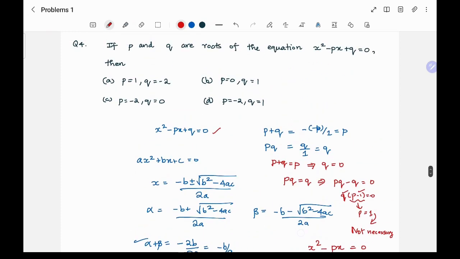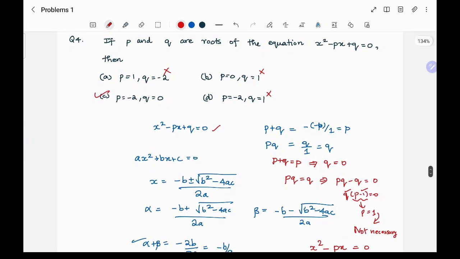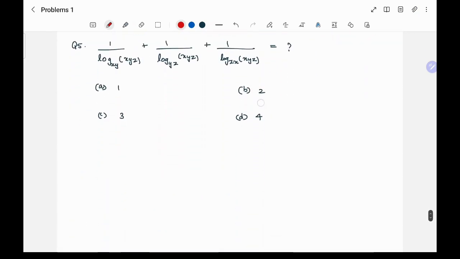Let's check out the options. So here q is not 0, here also q is not 0, here also q is not 0. So only this option is given, and they have given us p as minus 2, but with the given equation p can be anything. But out of the options only this seems correct, so this is the right answer. Okay, then let's move on to the next question.